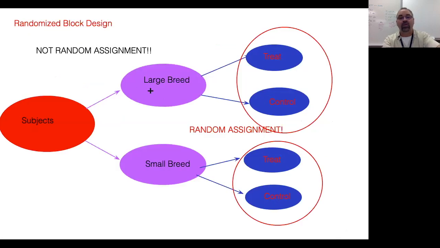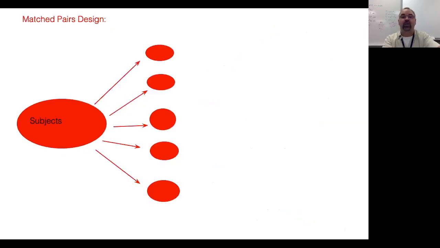Some students thought, well, let's do this. We'll randomly assign after we figure out if they are active outside or not. Okay, so instead of large breed, they said active outside, and small breed was not active. Okay, that one got partial credit. It was better. What they were really going for was matched pairs design.